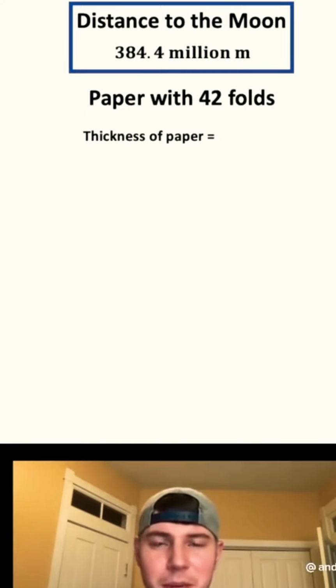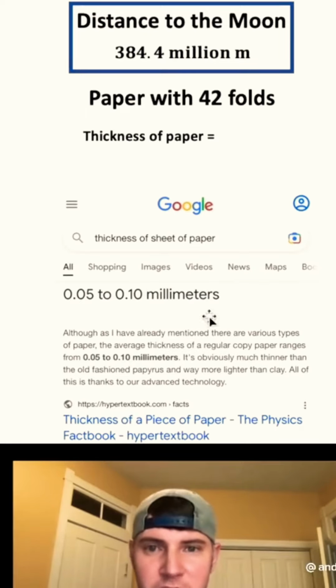First off, what is the thickness of a single piece of paper? If we Google that, it says 0.05 to 0.1 millimeters. So it's somewhere in this range. This is given to us with a precision of 4 significant figures. So let's do 4 significant figures. I'll go with 0.0874 millimeters.